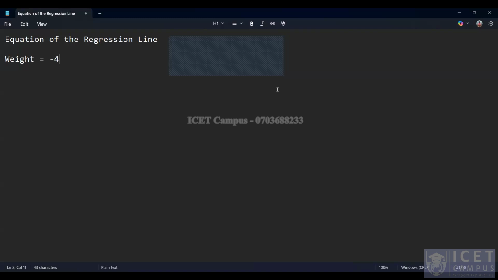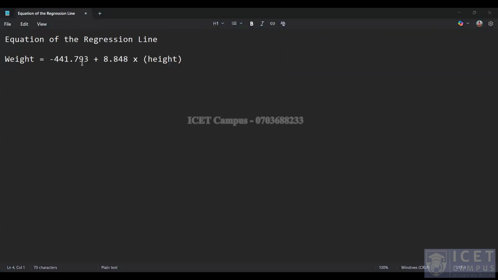It means if you know height, we can find any corresponding weights, right?